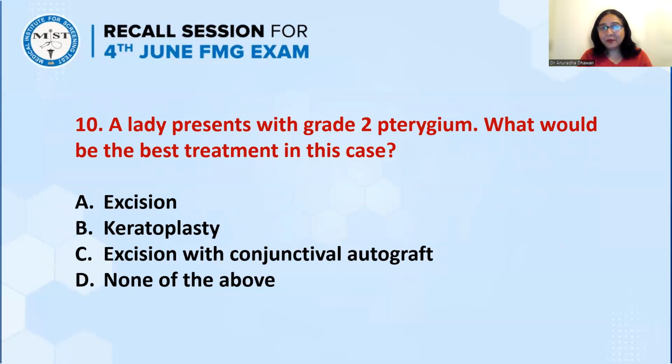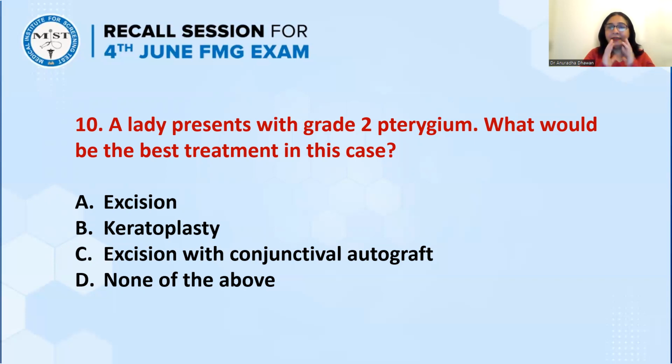Then moving to another question from, again, a very familiar topic. The question was probably a case scenario that a lady presents with grade 2 pterygium. What would be the best treatment in this case? Grade 2 pterygium means it's covering the cornea. When the pterygium crosses the limbus and encroaches upon the cornea, but still is not covering the pupillary area, that is your grade 2 pterygium.